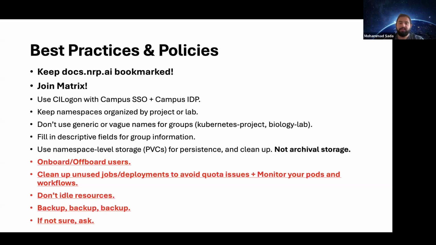And please keep your namespaces organized in their hierarchy, like we mentioned. You can create multiple projects and multiple groups and namespaces. You don't have to group different projects in one namespace. And please don't use any generic or vague names, like, for example, AI lab or biology lab or Kubernetes space or Kubernetes project. And please fill out the fields for your namespace.